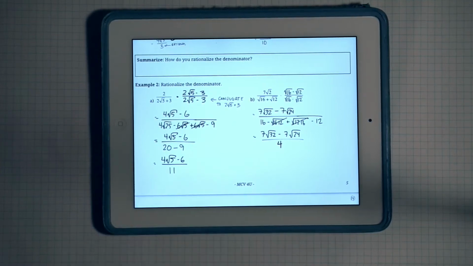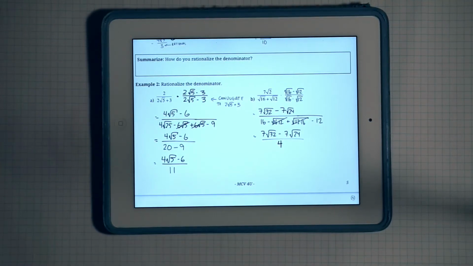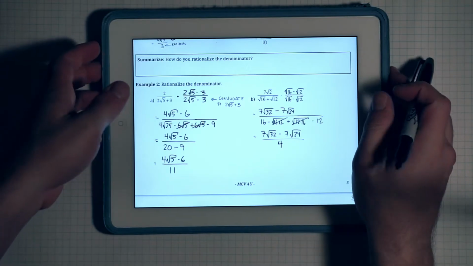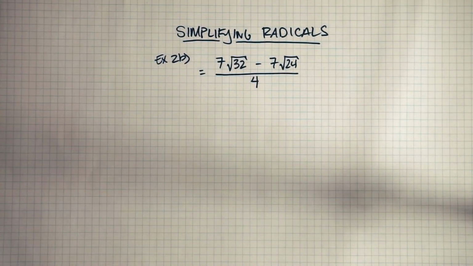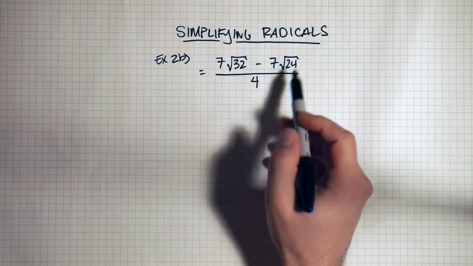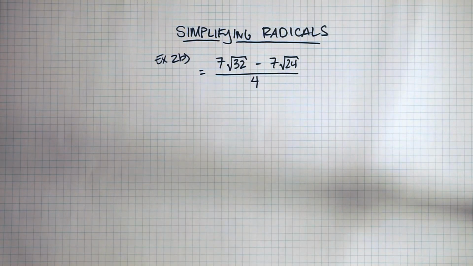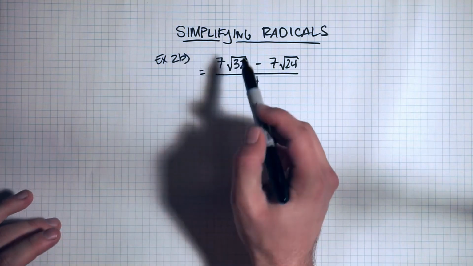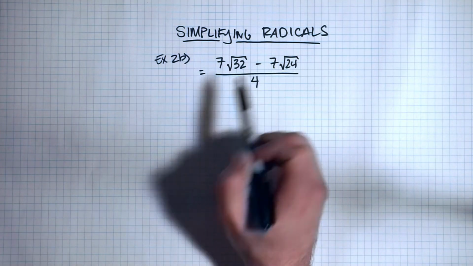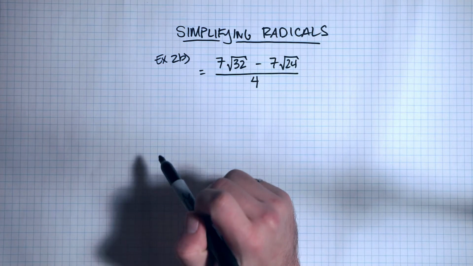In my Rationalizing the Denominator video, I made a note in the comments that I messed up the answer to example 2b. Hopefully you've had a chance to look at that and figure out what the problem with that answer was. The problem was that I did not simplify the radicals as much as possible. So here's that question. Here's the final answer that I got: 7 root 32 minus 7 root 24 all over 4. And as you see, this root 32 and this root 24 can be simplified further.